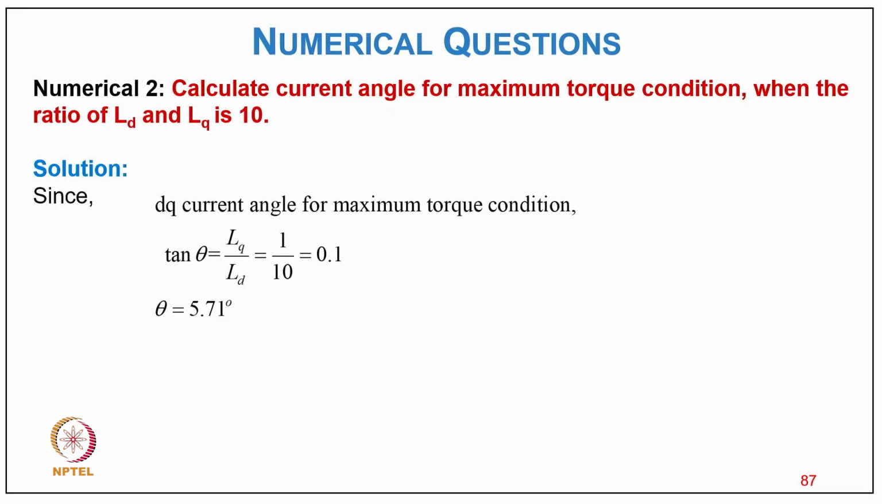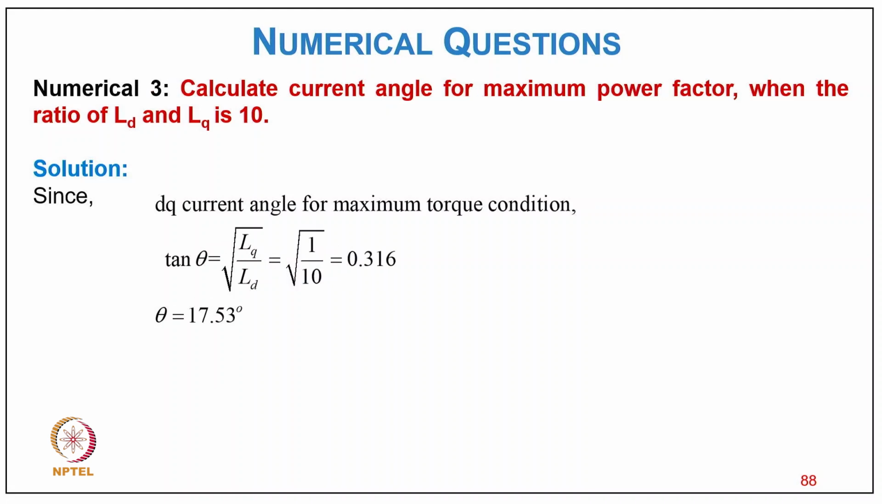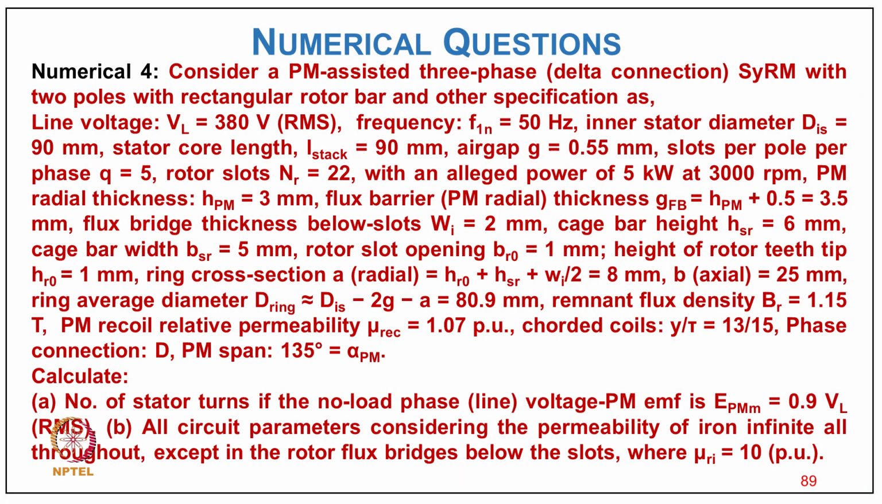And numerical 2, calculate the current angle for maximum torque when the ratio of LD and LQ is 10. So the DQ angle for maximum torque, tan theta equal to LQ upon LD, 1 upon 10, and theta from here comes to 5.71 degrees. Now coming to numerical 3, calculate the current angle of maximum power factor when the ratio of LD to LQ is 10. So here the DQ current angle for maximum power factor condition, tan theta equal to root of LQ upon LD, and that's 1 upon 10, so equal to 0.36, so theta comes to 17.53 degrees.